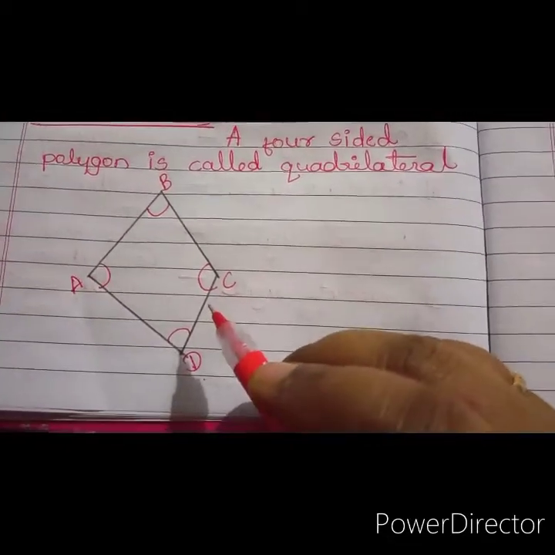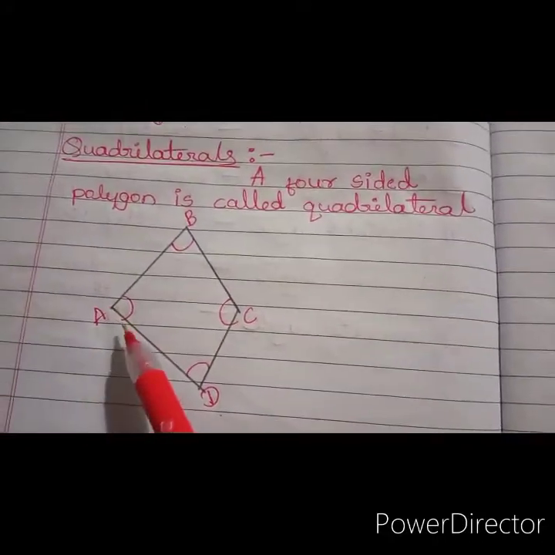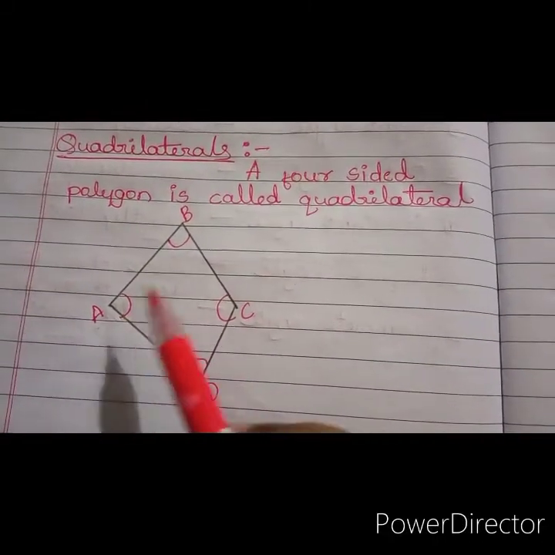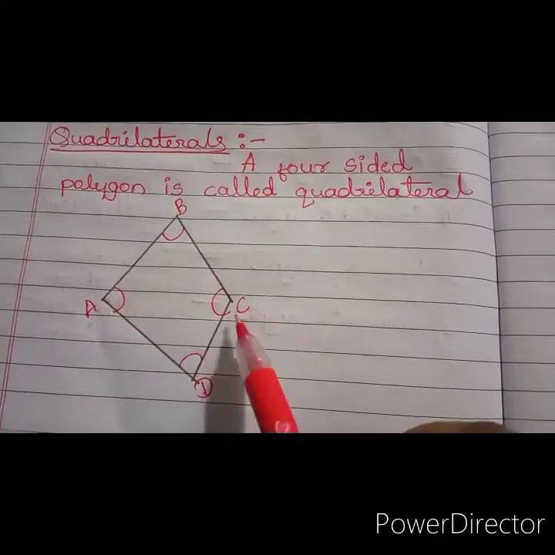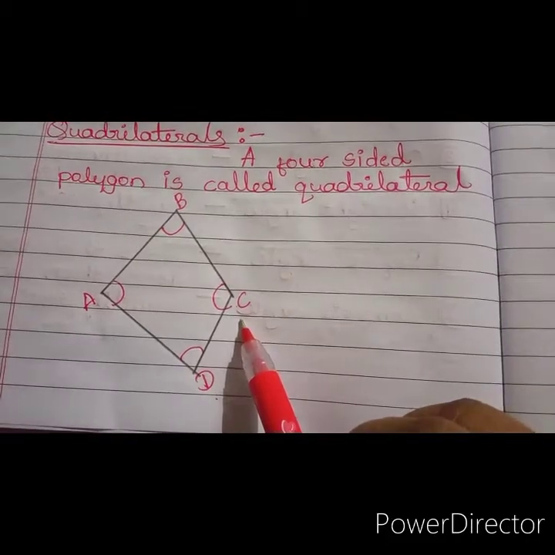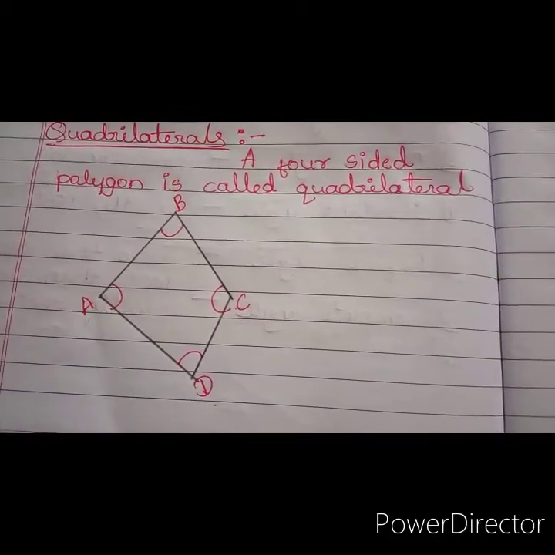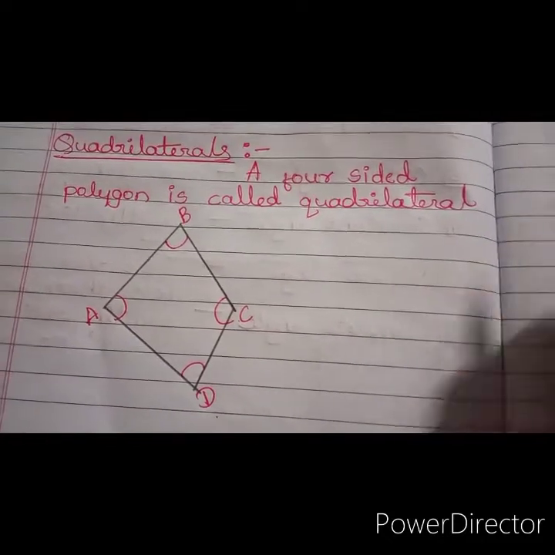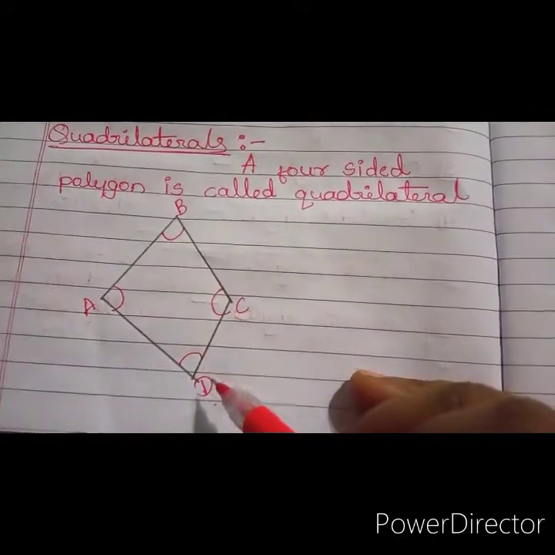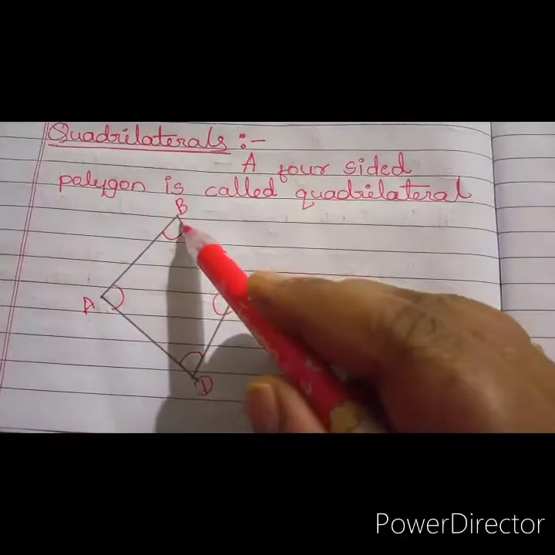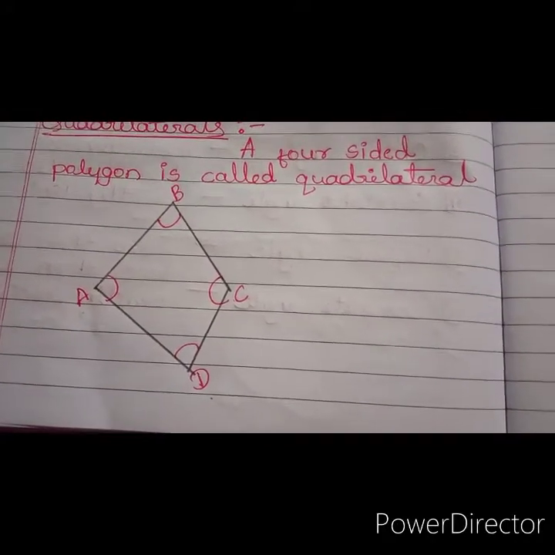Here the one important thing is opposite angles. See here, angle A is opposite to angle C. So angle A and angle C are called opposite angles, and angle B is opposite to angle D. So angle B and D are called opposite angles.